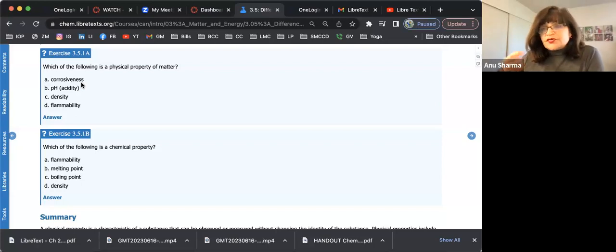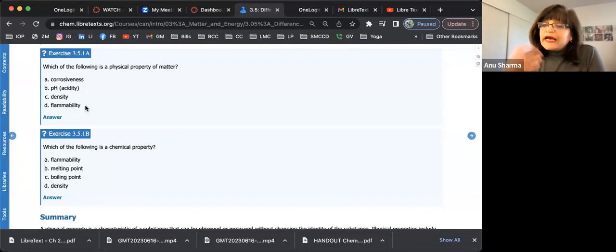They can eat through surfaces; if they fall on the skin, they can cause skin burns. So that is corrosiveness, and obviously corrosiveness is a chemical property. Similarly, pH, the acidity, clearly the acidic nature, is something you're trying to determine. So that also is a chemical property.